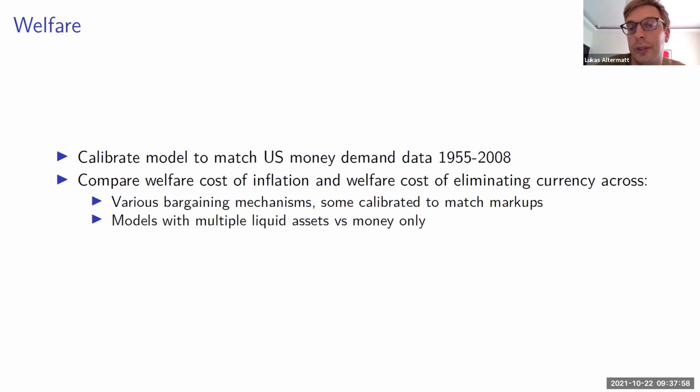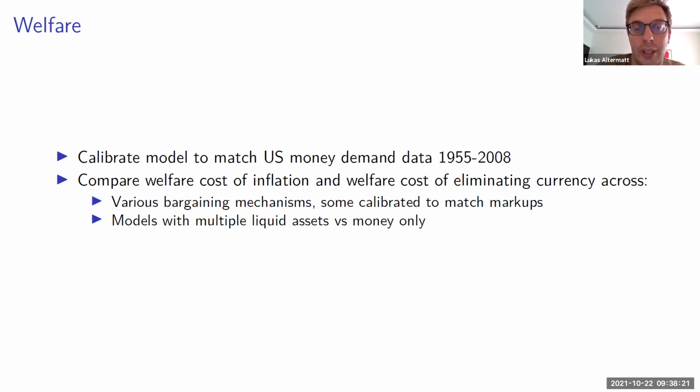Okay, the very last bit about welfare. So we calibrate the model to match US money demand data from 1955 to 2008, and we can compare the welfare cost of inflation and also the welfare cost of eliminating currency across different setups. So we compare various bargaining mechanisms that give different pricing protocols in the DM, and some of them we calibrate to match markups. So these are our preferred calibrations.